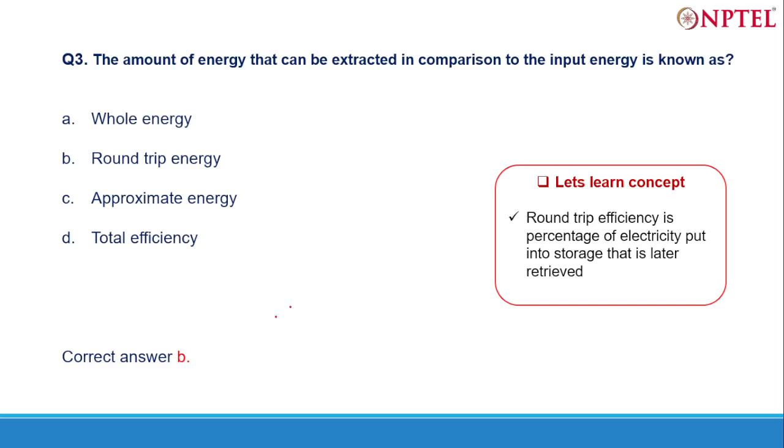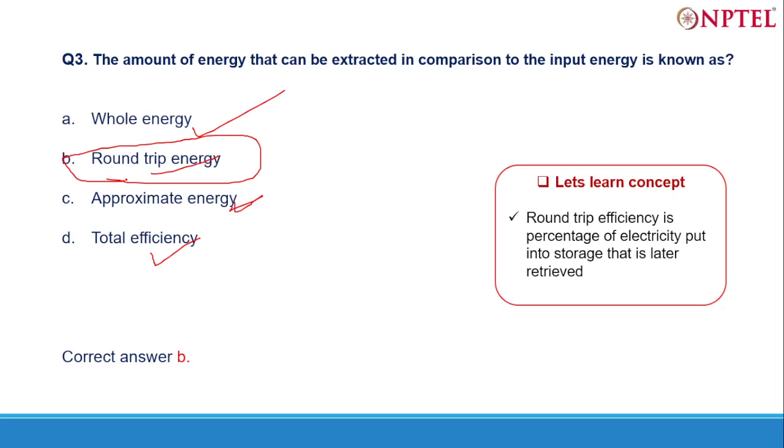Option A is whole energy. We don't have any term called whole energy. Whole energy is basically the energy that is stored. Another one is approximate energy, round trip energy, total efficiency. So it is actually round trip energy. What is round trip energy? We will not call it round trip energy, it is basically round trip efficiency.